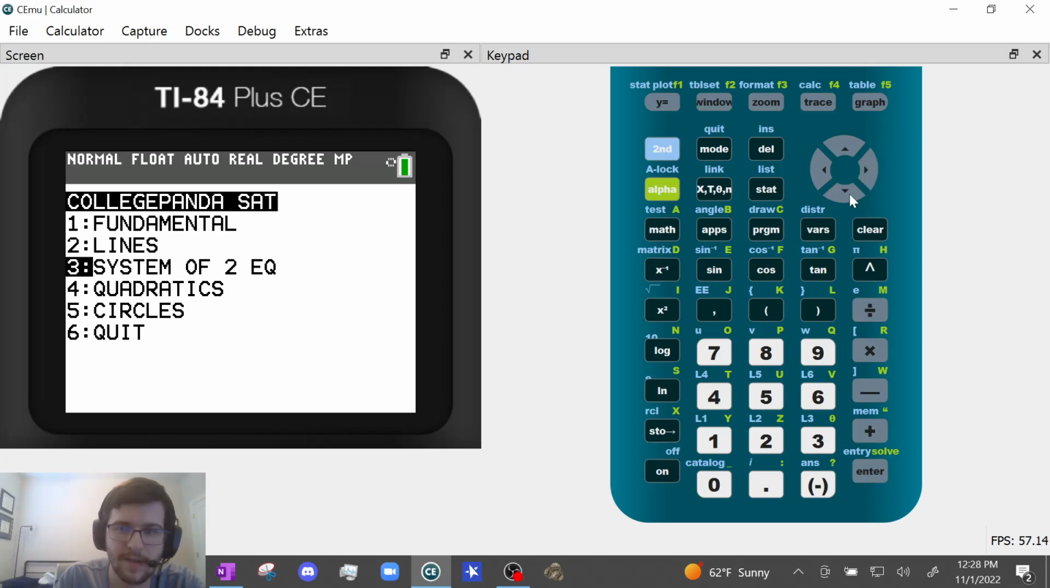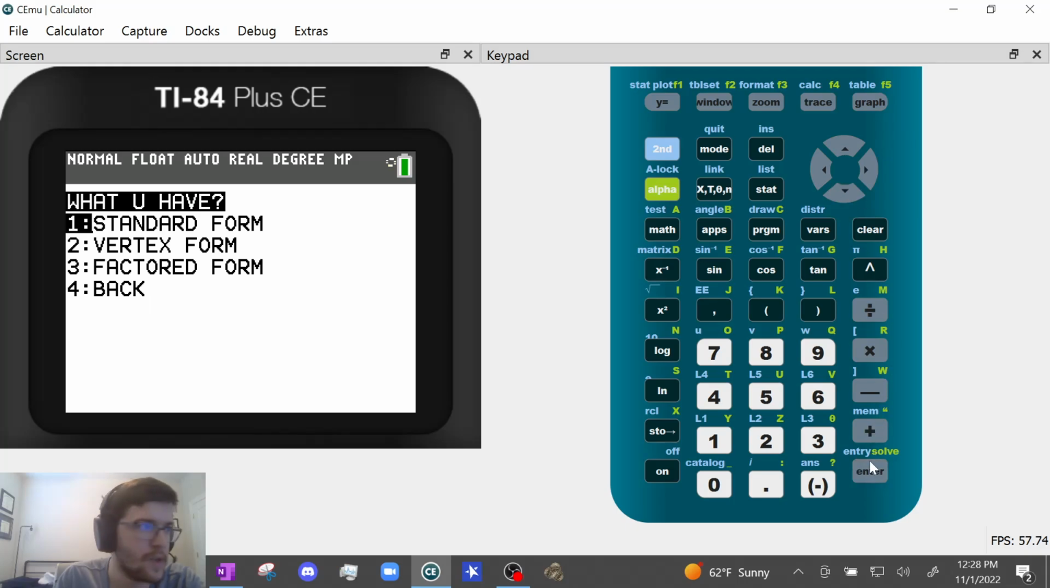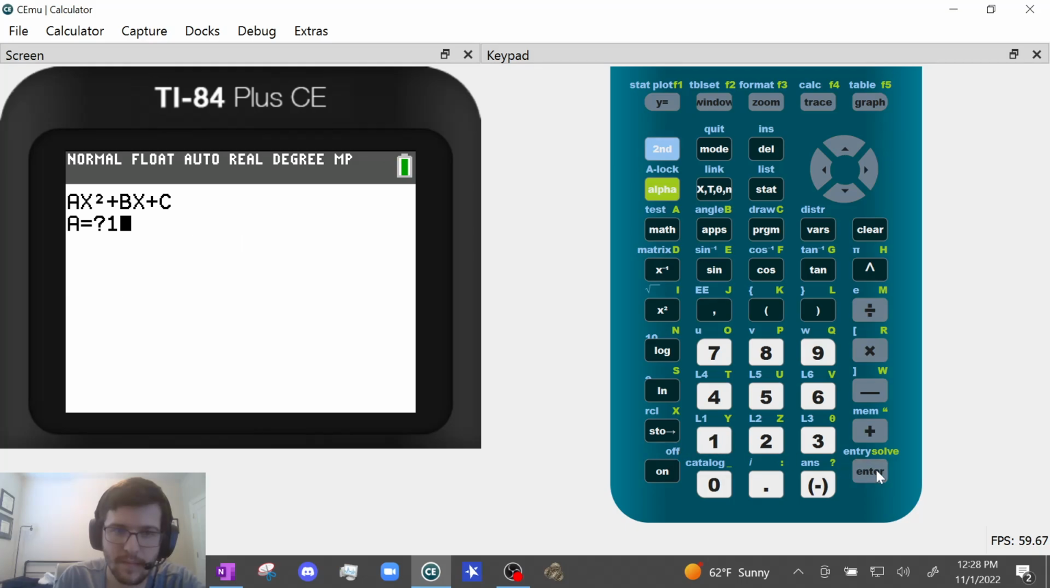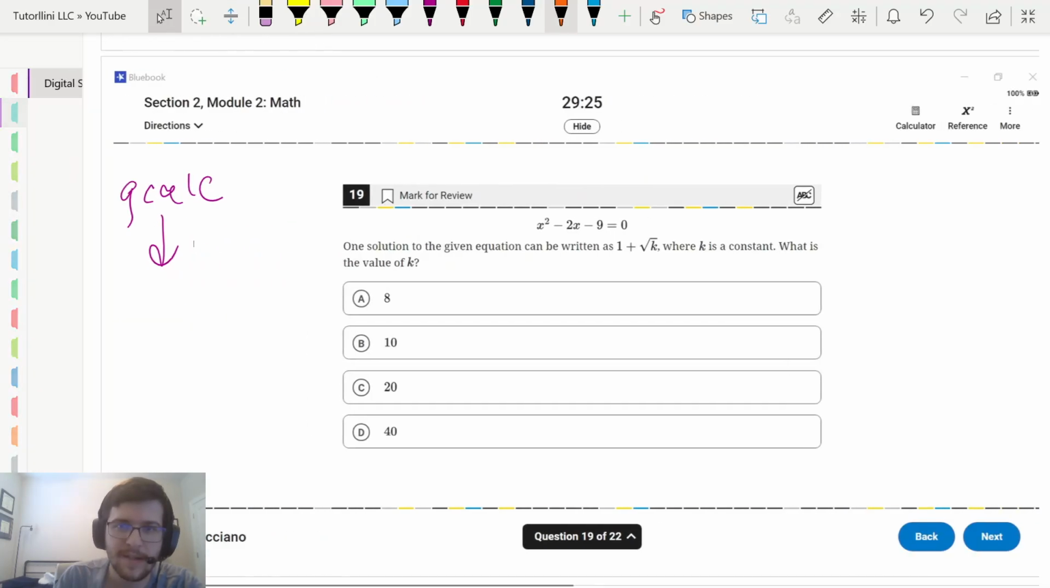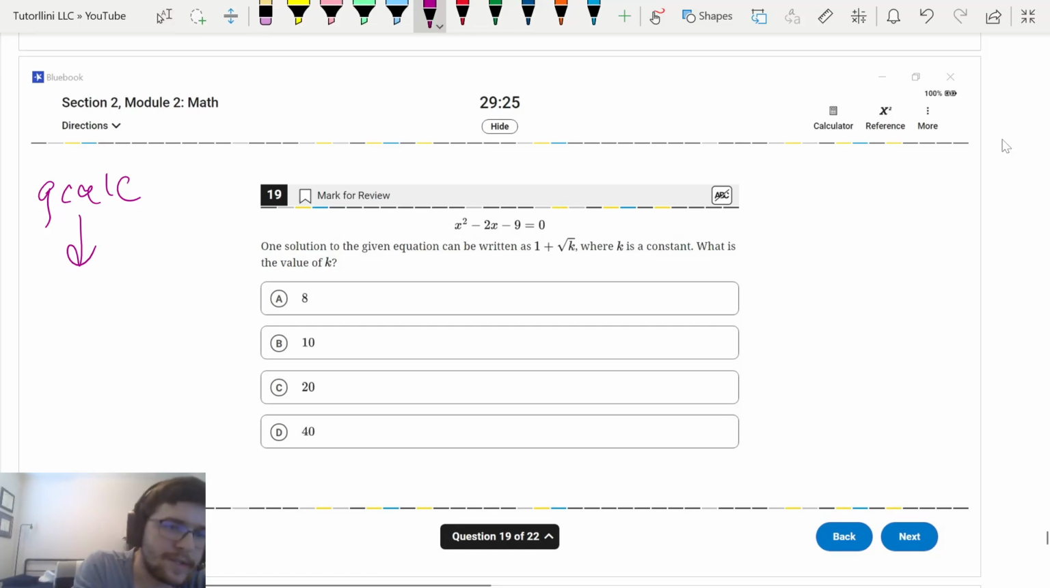So quadratics. So 1, -2, and then c is -9. You see it says for the answer, roots are 1 plus root 10 and 1 minus root 10. All right, let's go back to the test. So 1 plus or minus root 10.